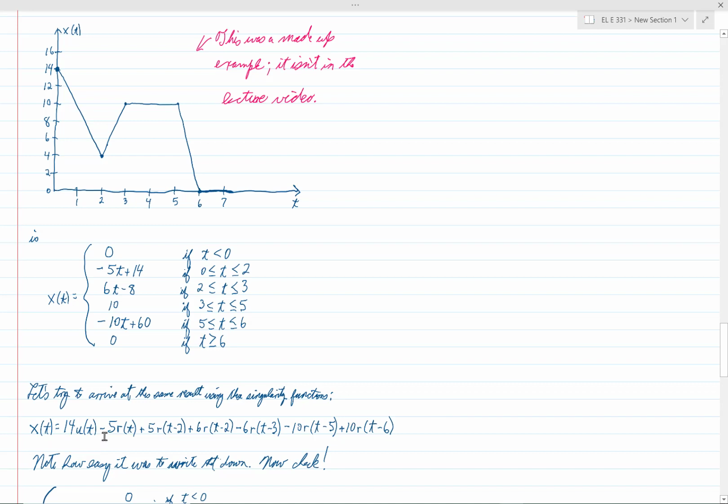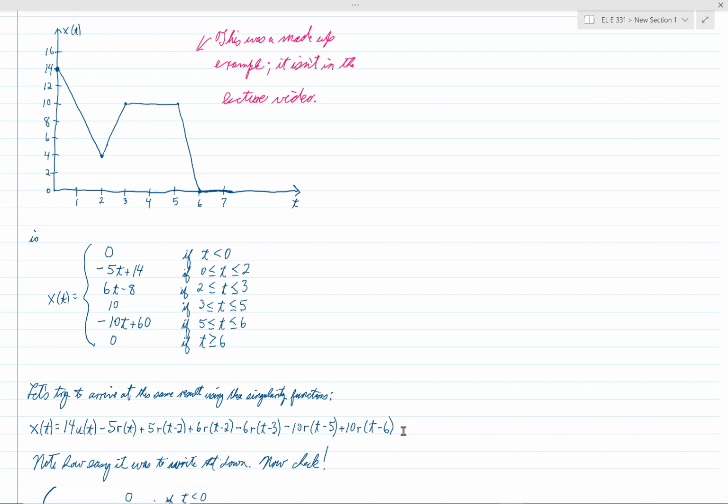We have x of t is equal to 14 u of t minus 5 r of t plus 5 r of t minus 2 plus 6 r of t minus 2 minus 6 r of t minus 3 minus 10 r of t minus 5 plus 10 r of t minus 6. Now, I'm sure that's probably a little confusing to you, but notice how neat and compact that expression is. So I think that that's a motivation, to be able to write this function that compactly. That's a pretty attractive idea, and so that helps to motivate you to understand, well, why is this correct?